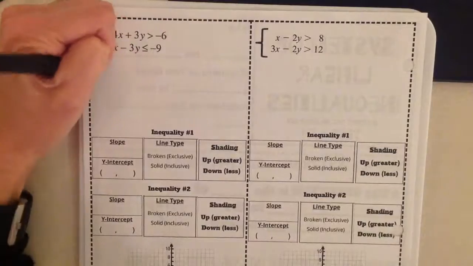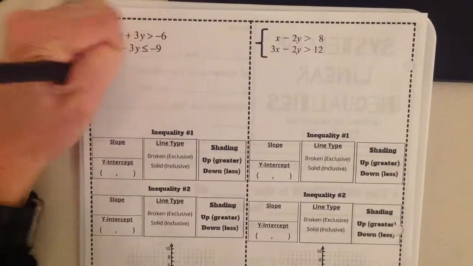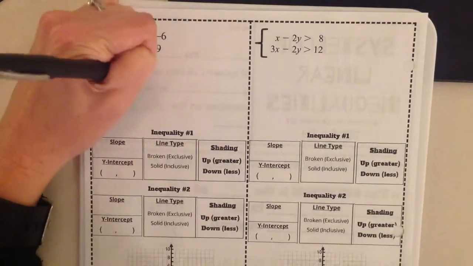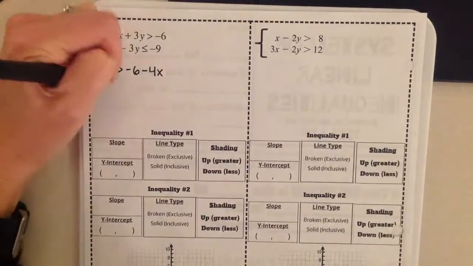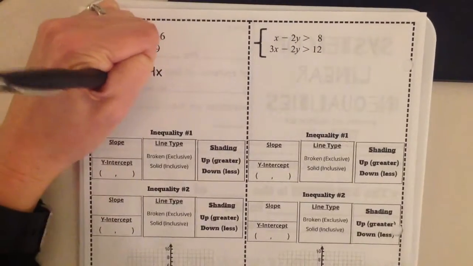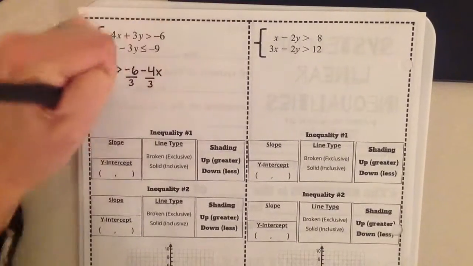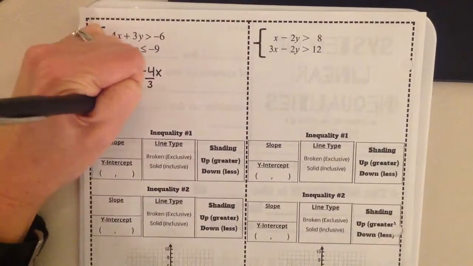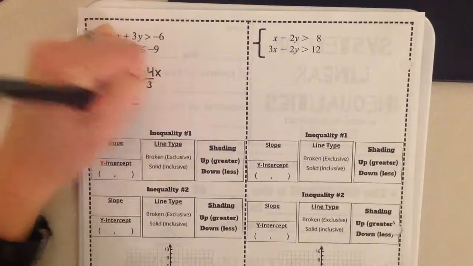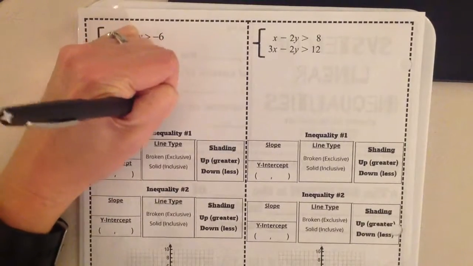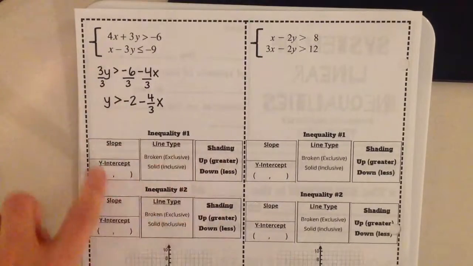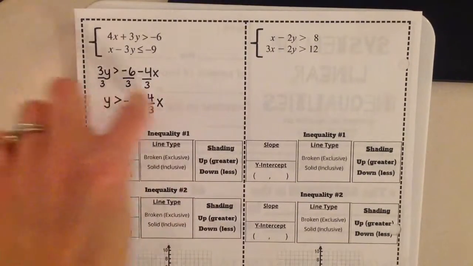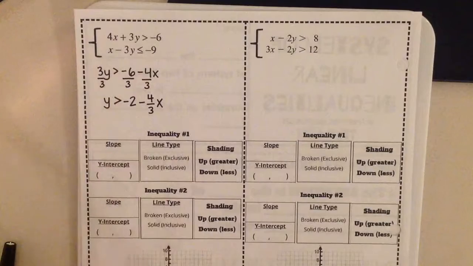So I've got to take the first equation and rearrange it and make it that y equals mx plus b format. So I'm going to take away 4x from both sides and now I'm going to divide by 3. So I've got y is greater than negative 2 minus 4/3 x. And again, I want to be able to identify all these pieces of information from my rearranged inequality so that I can use it to graph.